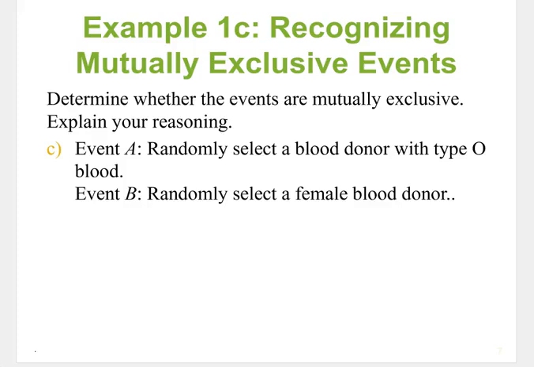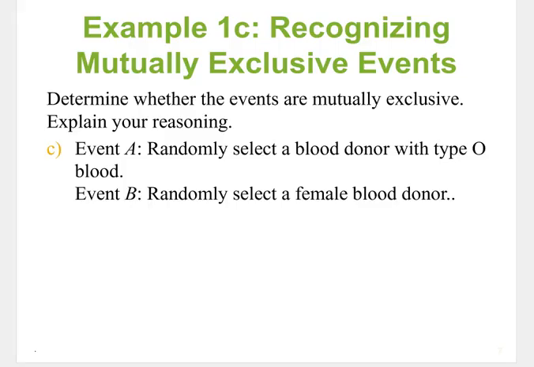Can you randomly select a blood donor with type O and have them be a female donor? And the answer is, of course, yes. You can have type O blood and also be female. So those would not be mutually exclusive because they can happen at the same time.